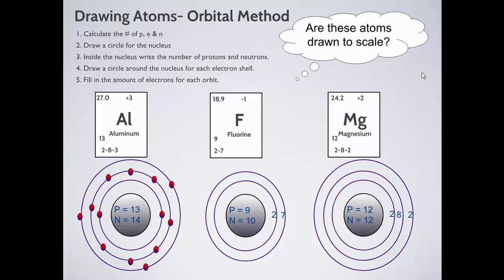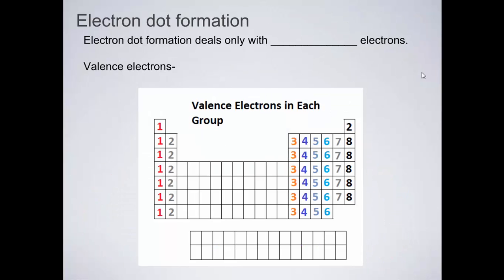So, are these atoms drawn to scale? Absolutely not. Because if they were drawn to scale, how big would our paper have to be? Enormous, like the size of a football stadium. Not a field, a stadium. Because almost all of the mass is found in the nucleus, and it's incredibly dense.